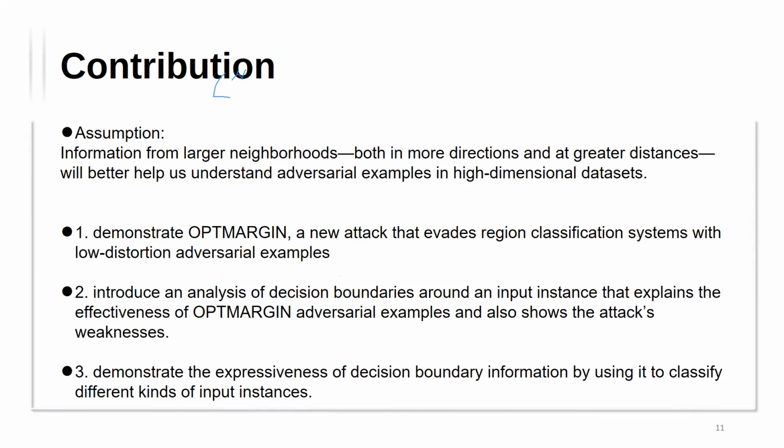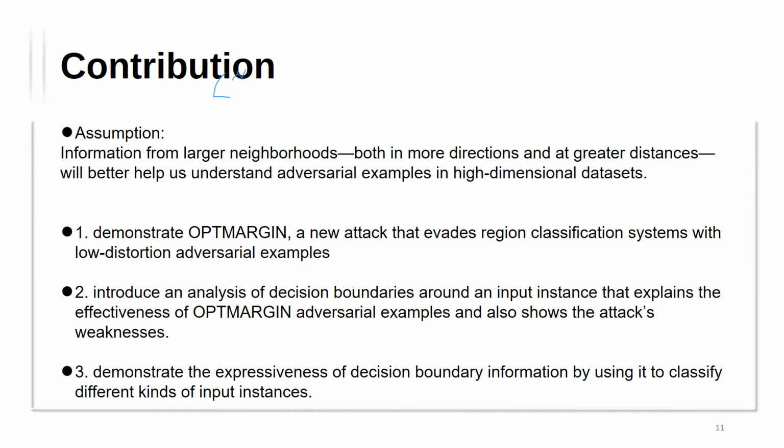The assumption of their paper is that those existing defense techniques only look at the local neighborhood, and that is a limitation for all of them. And I think information from larger neighborhoods, both in more directions and at greater distance, can help them.